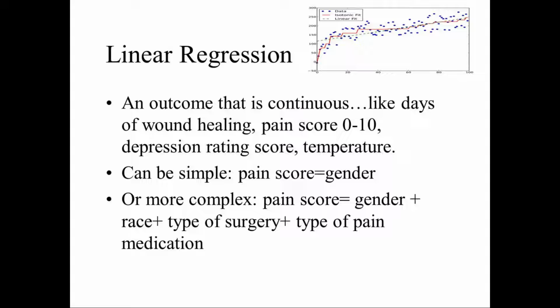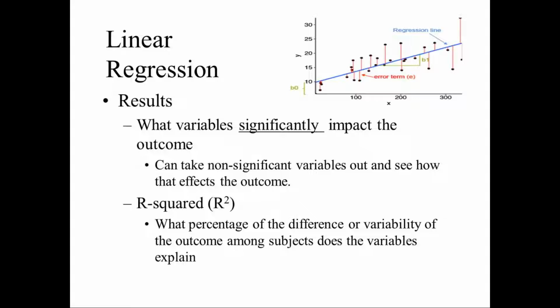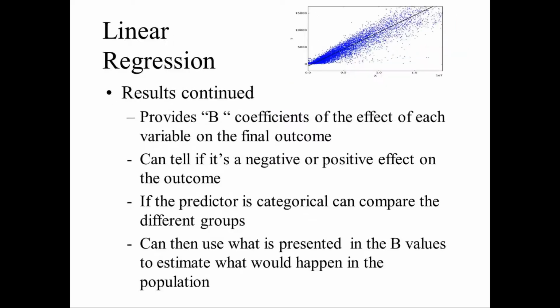There's also linear regression. It's where an outcome that's continuous, like days of wound healing or pain score or depression rating scores, can be examined in a simple way or in a more complex way. The simple way is the pain score by gender, but a complex way would be the pain score where you look at the gender, the race, the type of surgery they had, and the type of pain medication to better understand the overall patient. Linear regression results show which variables significantly impact the outcome. They're presented as B coefficients.